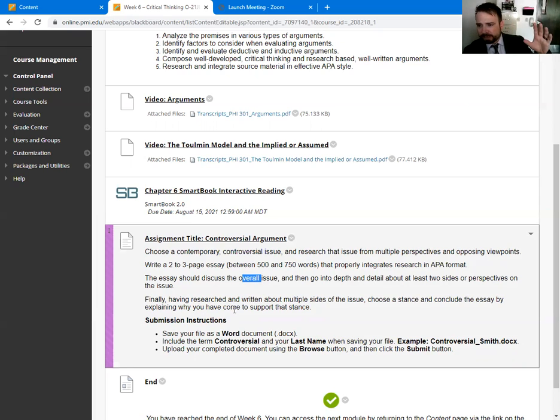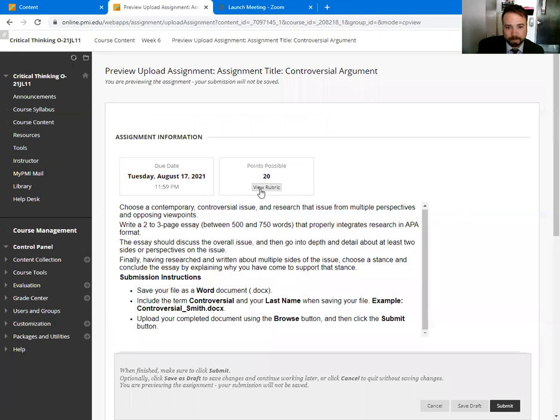So, first paragraph, you want to introduce the topic or the controversial issue. What is it? Why is it controversial? The body of your essay should be at least 2 viewpoints on the issue, probably 3 or 4 would be great. And then your conclusion should be based on looking at all of these viewpoints: what do you think and why do you think that way? Okay, let's take a look at the rubric so that you know exactly how you're getting graded.